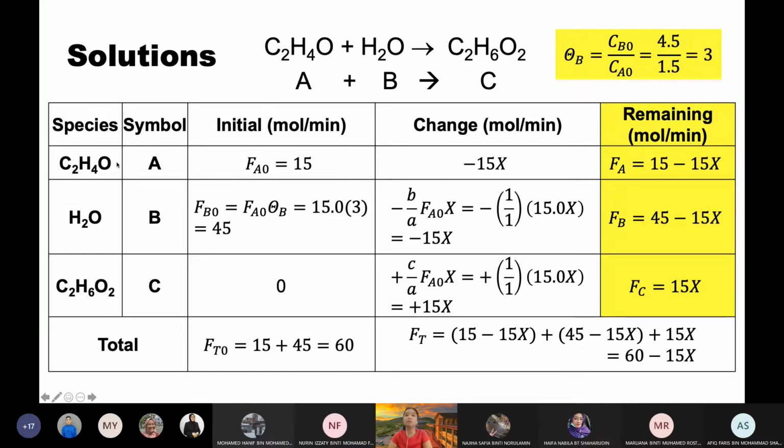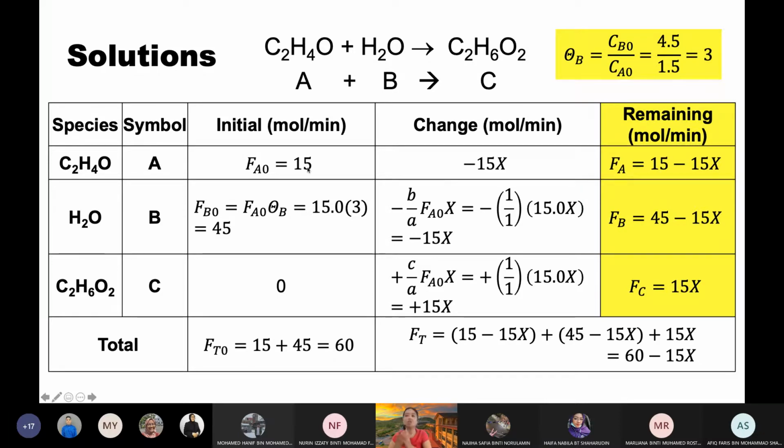Okay, so for the first species, ethylene oxide. So simbol dia A lah kan. Kita letak A. Okay. So the initial molar flow rate of A is 15. We calculated, right? Mole per minute 15. So instead of setiap kotak tu kamu tulis mole per minute, you just put it at the top. So at the top terus dalam bracket mole per minute. So I hope you still remember yang row pertama tu mestilah ada species, symbol, initial, change, remaining. It's the same like for any stoichiometric table yang sebelum ni pun sama.